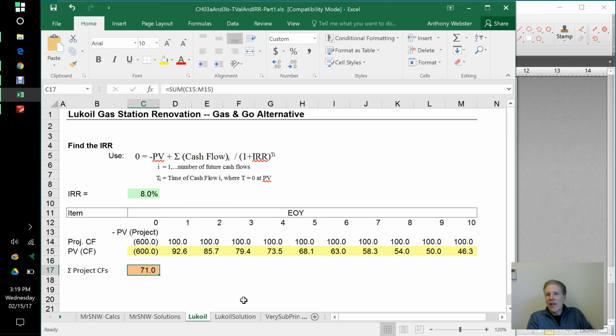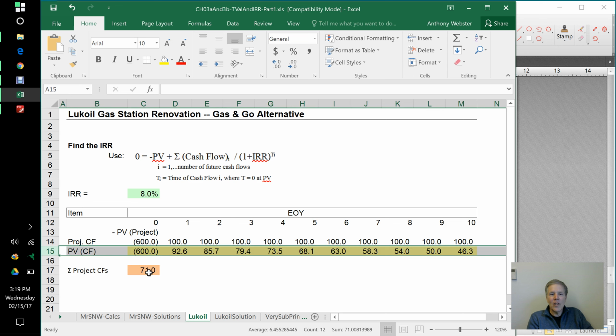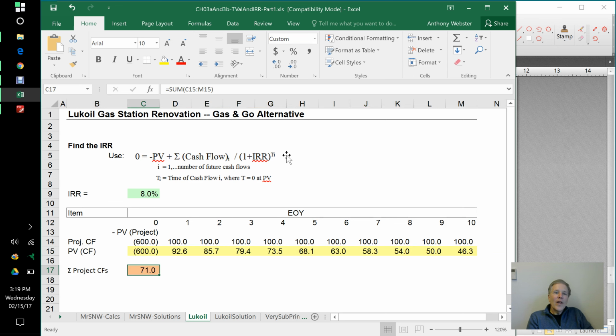And down here, I have already filled in for us the sum of all of these, just like we have in the equation up here. I want to include that cash flow at t equals 0, okay? And I want to include all the future cash flows discounted, so I'm adding them up. I'm adding C15 to M15. I've got the right row here, and I got 71. What does the IRR equation tell me? I need this to add up to not 71, but 0. How am I going to make that happen? Well, by using better and better guesses for IRR.